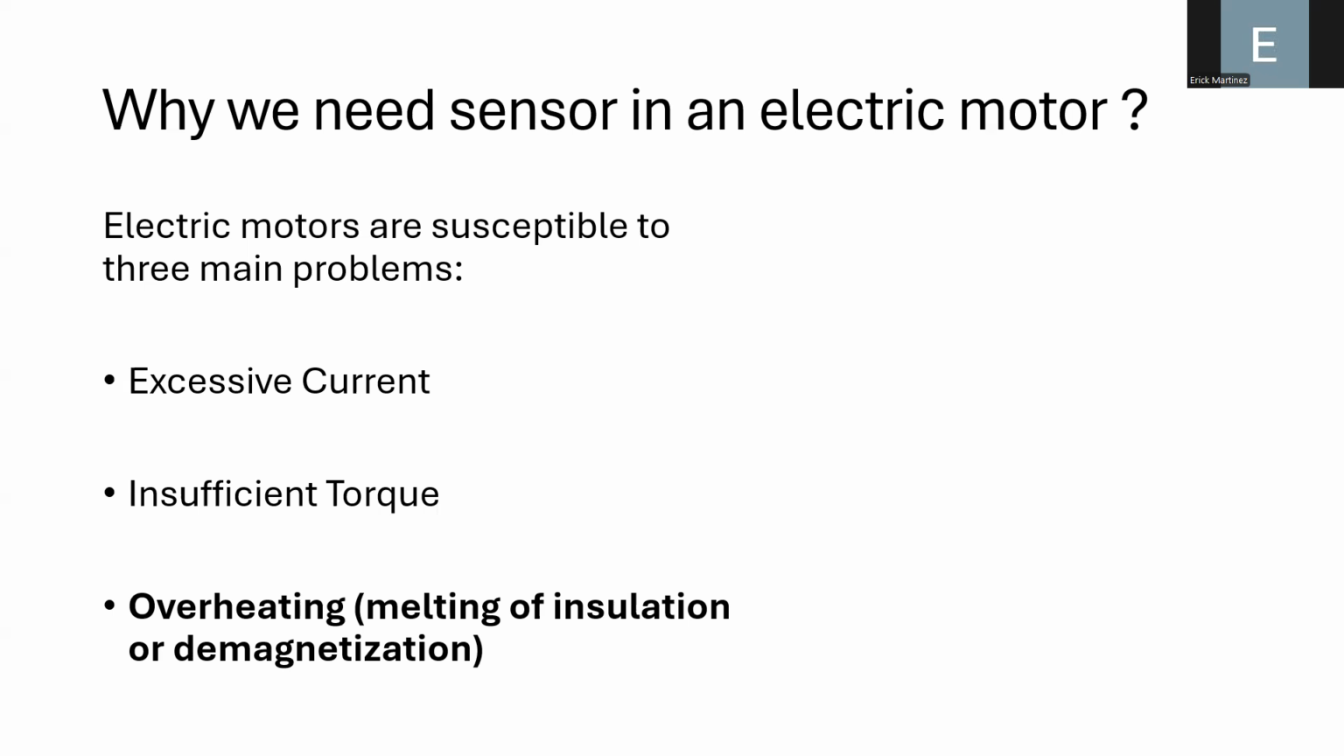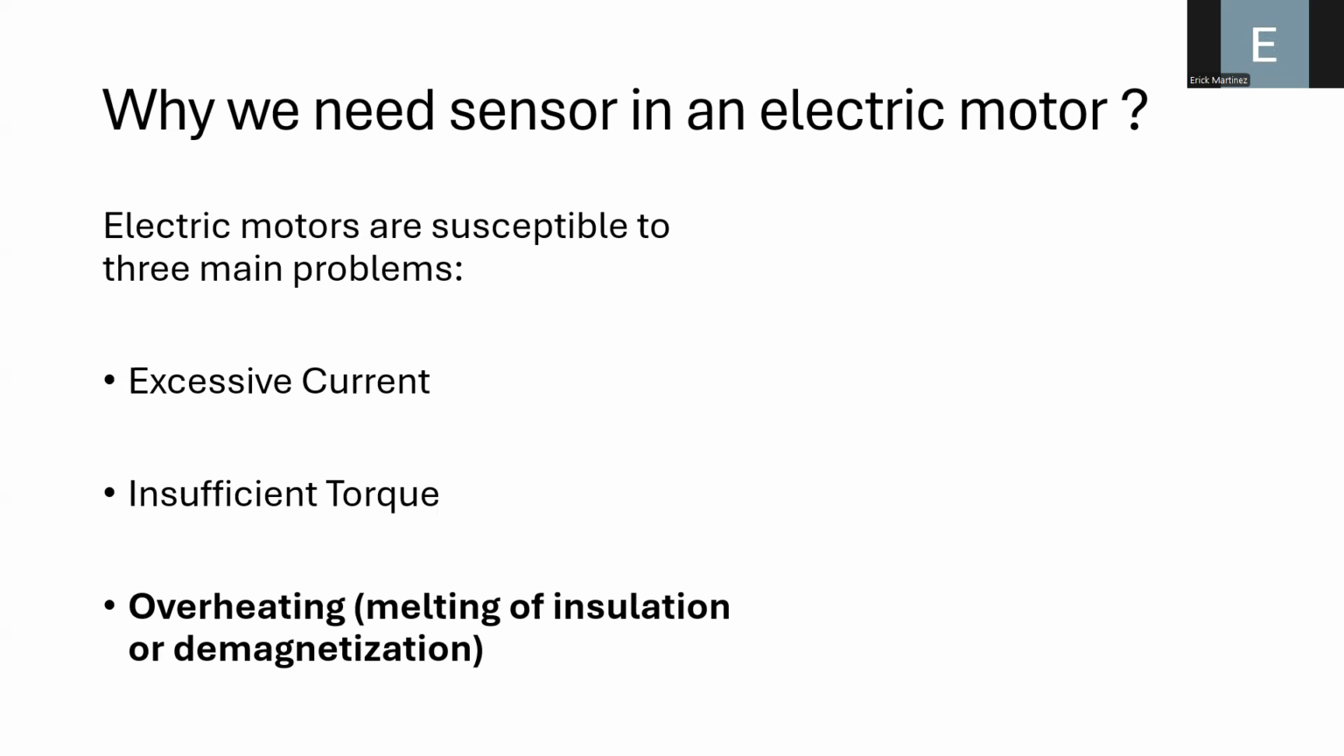Also, we want to use sensors to prevent faults. For example, maybe we need to detect excessive currents, and an excessive current could be a cause of a short circuit in the electric motor. Also, you can have insufficient torque in the machine, which can be a product of misalignment or a mechanical failure. Or maybe we are producing overheating.